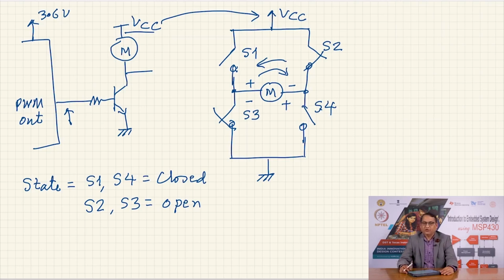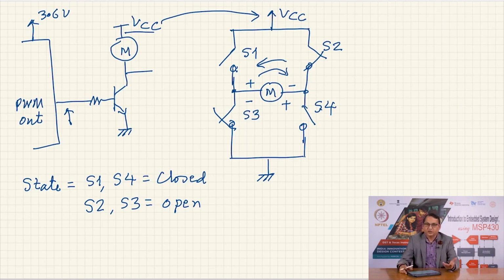So, by using 4 switches and closing 2 of them at any given time, you have to ensure that S1 and S3 are never closed at the same time. Similarly, S2 and S4 should never be engaged together. If that happens, you are going to short the supply voltage. As long as you ensure that by engaging S1 and S4 or S2 and S3, I am able to change the polarity of the voltage applied across the motor, and therefore, I can change the direction of rotation.